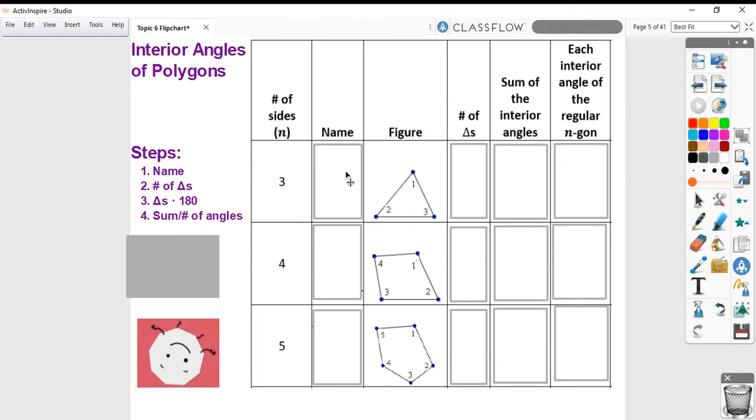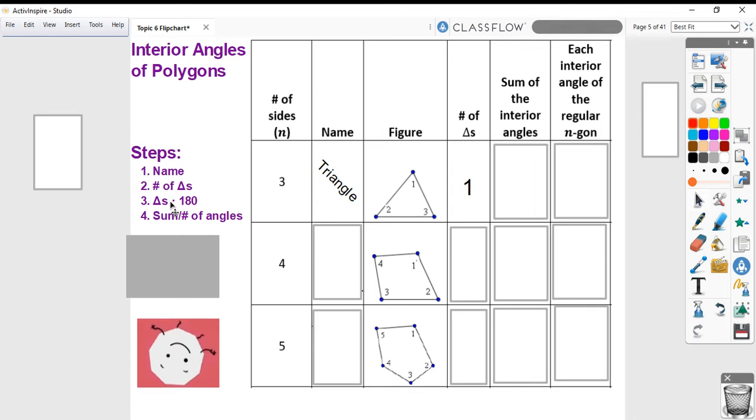Our first thing right here is the number of sides. The number of sides is 3, so obviously we already know that's going to be called a triangle. We've dealt with triangles from the very beginning in this class. For the number of triangles, go ahead and just put 1. We're going to talk about what the number of triangles means in a second when we get down to these two, but just leave it as 1 right here.